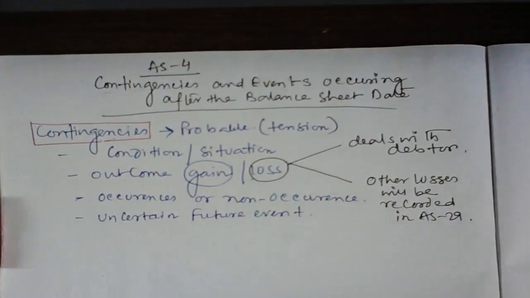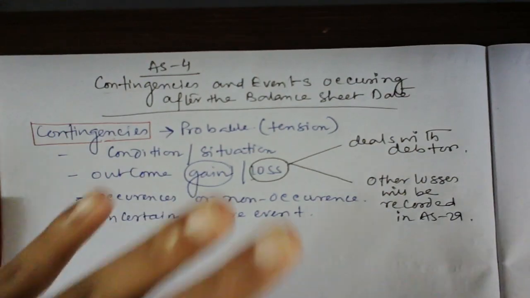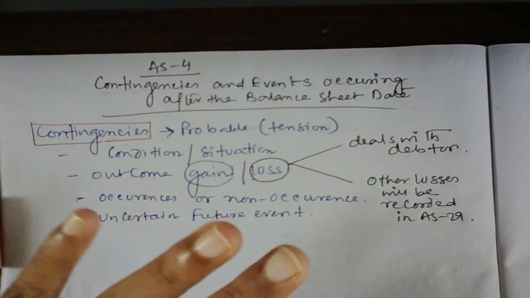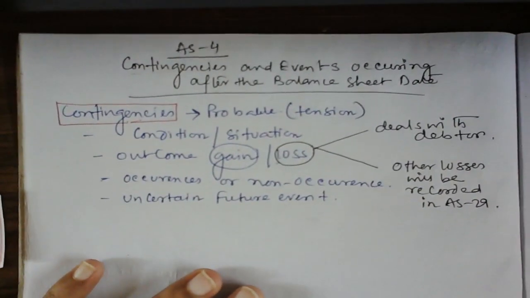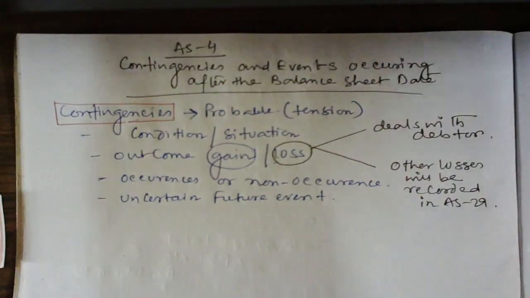So sir, while we are going to discuss AS 4, we are mainly talking about the losses that may come in the future based on the sundry debtors. That is our point of discussion, correct? That is the topic we are discussing right now. Any losses arising in respect of debtors we discuss here, but any losses other than debtors are dealt with by a separate standard, that is AS 29. Okay, that is what losses we are going to discuss.